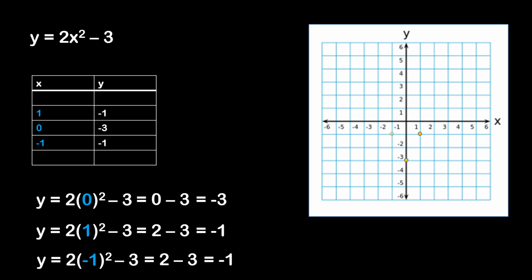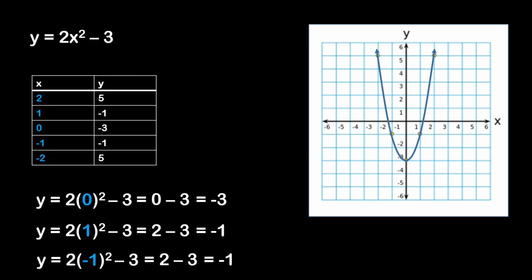I'll plot that point on the graph. And using the same idea again, we'll plug x is equal to 2 into the equation. That will end up giving us y is equal to 5, and plot that on the graph. We plug x is equal to negative 2 into the equation. That will give us y is equal to 5. Plot that on the graph, and once again, we can connect the points on the graph to get our graph for the quadratic function, or the parabola.